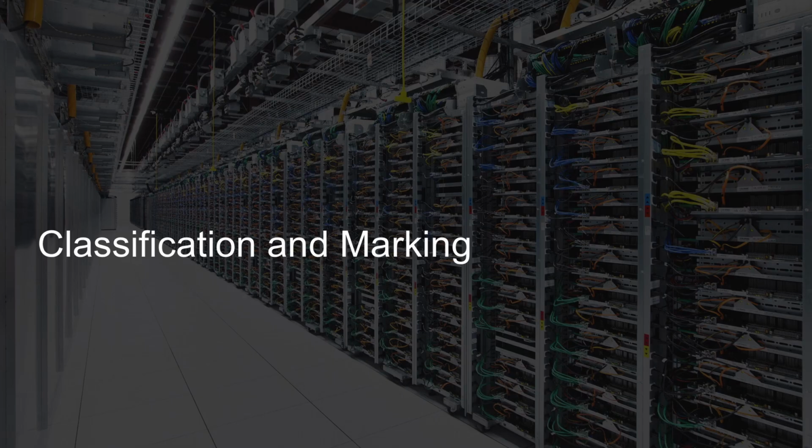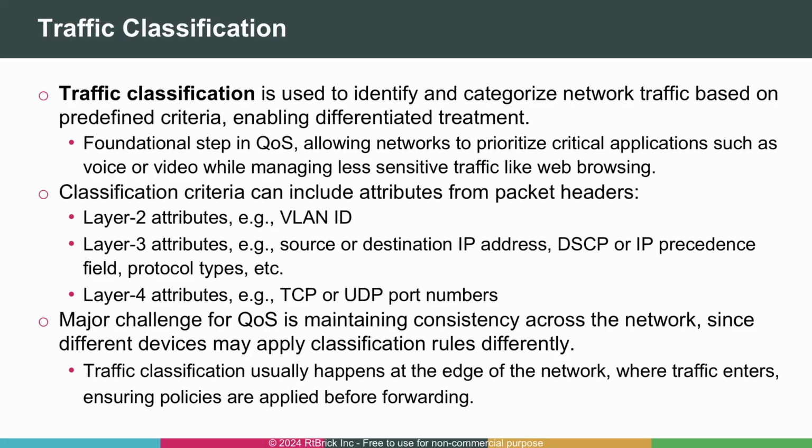In this section, we'll explore classification and marking. We've already seen where they fit into the pipeline during the packet walk example. Traffic classification is the process of identifying and categorizing network traffic into forwarding classes, based on predefined criteria. This step is foundational in QoS, as it groups traffic with similar requirements for further processing. For example, voice traffic, which requires low latency, is placed in a separate class. Video traffic, which is highly sensitive to jitter, is placed in another class, while web browsing is grouped differently again.